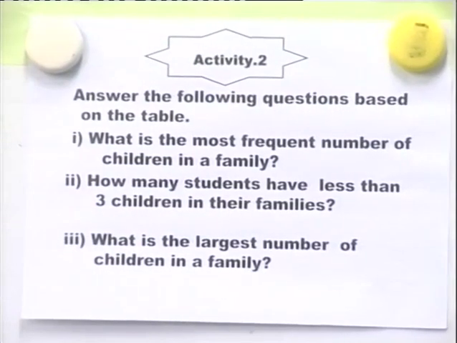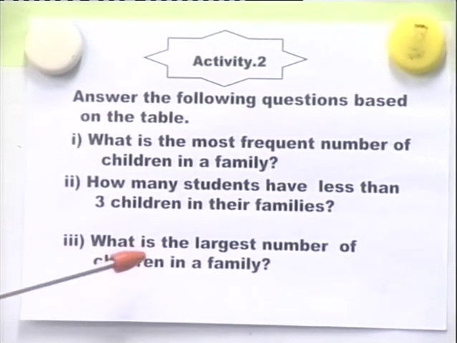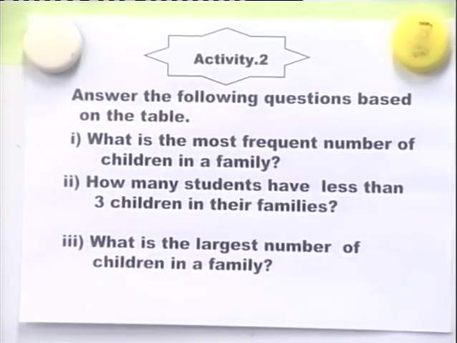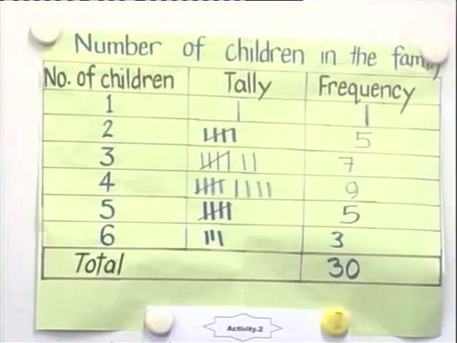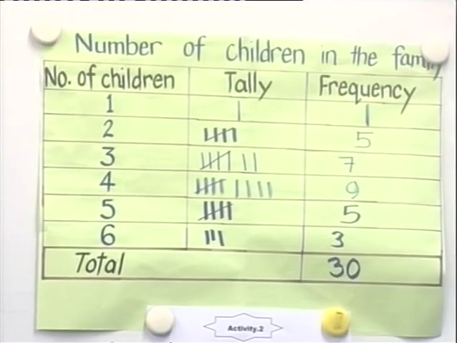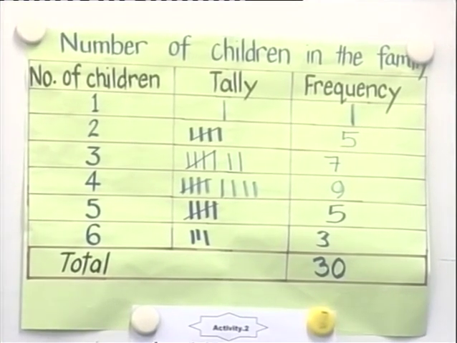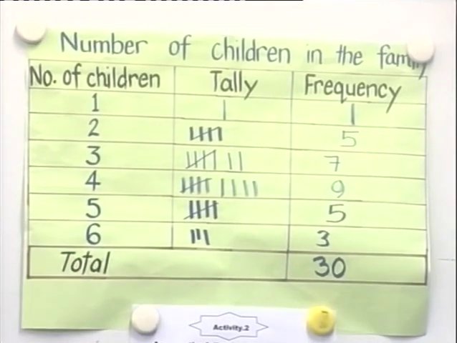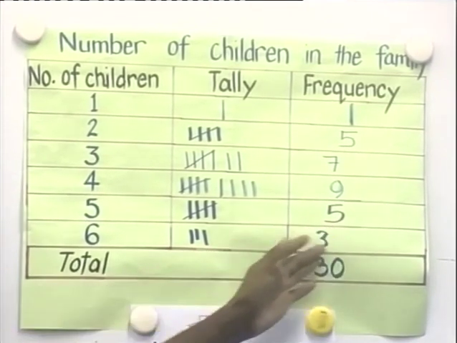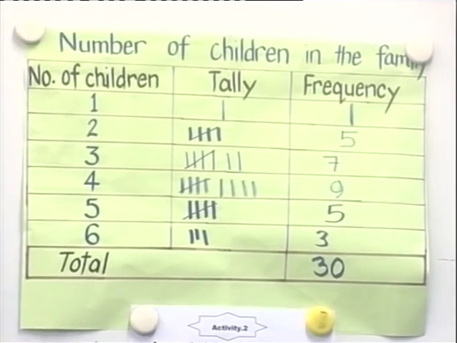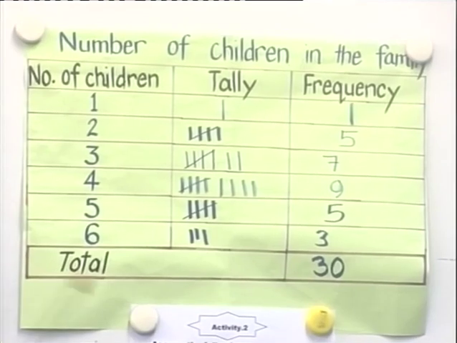Okay, let us look at the last question. What is the largest number of children in a family? The table, the data tells us that 6 is the largest. And the frequency is 3. 3 children that were interviewed have 6 children in their family. So the answer is 6.